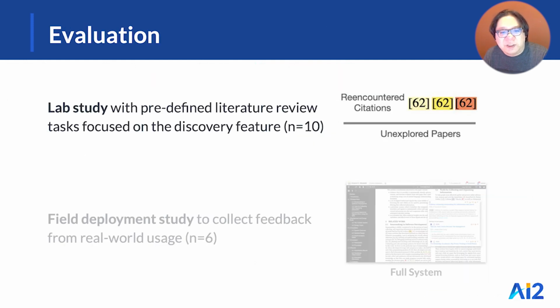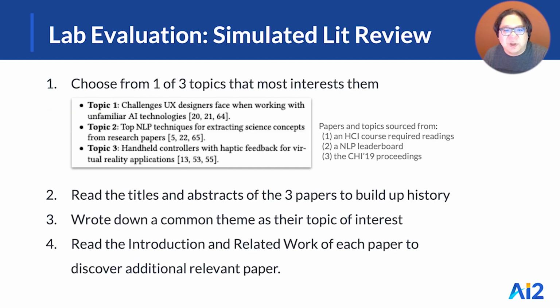For evaluation, first is a lab study that focused on our re-encounter citation mechanism for discovery. The lab study simulates a literature review task. First, we prepare 3 topics and ask participants to choose one that is the most interesting for them to ensure engagement with the task. These are sourced from real-world paper collections such as leaderboards or reading material from a graduate level course. Participants then read the title and the abstract of the 3 pre-selected papers under that chosen topic to build up their reading history.